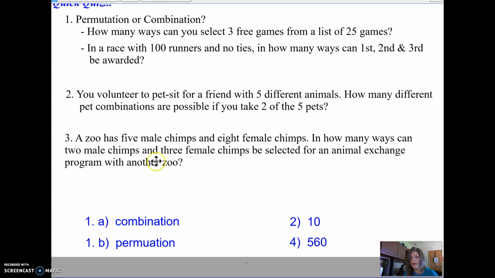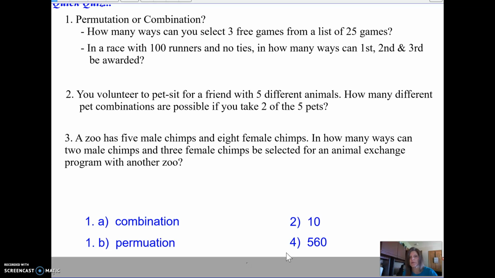and a final answer of 10. And for number 3, not number 4 there, a zoo has 5 male chimps and 8 female chimps. How many ways can 2 male chimps and 3 female chimps be selected for an animal exchange with another zoo? Okay, it's still a combination, right? It's still a combination because we don't care if we take Jack and George or George and Jack as the male chimps. Those are the 2 that are leaving. So the order isn't important.